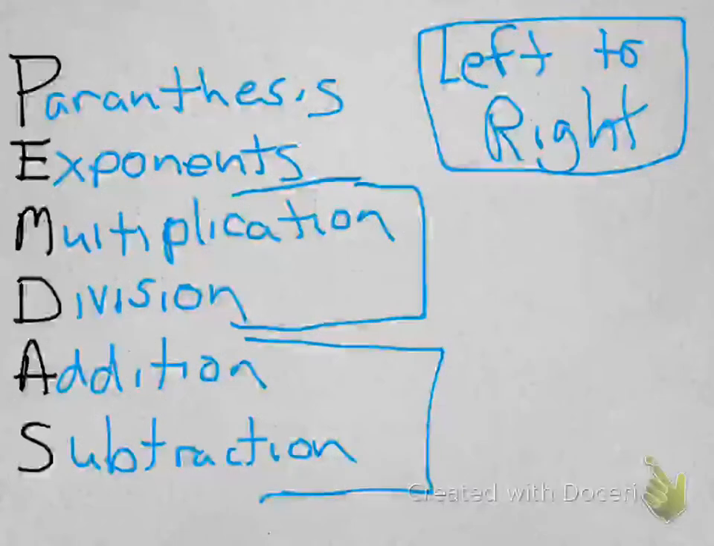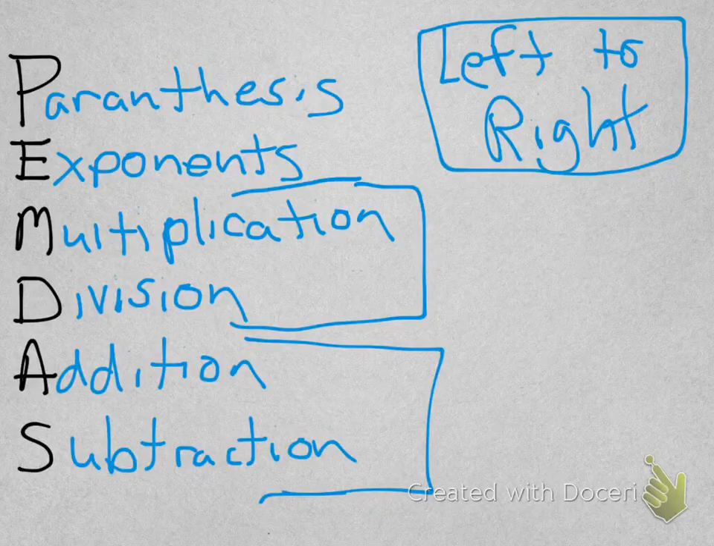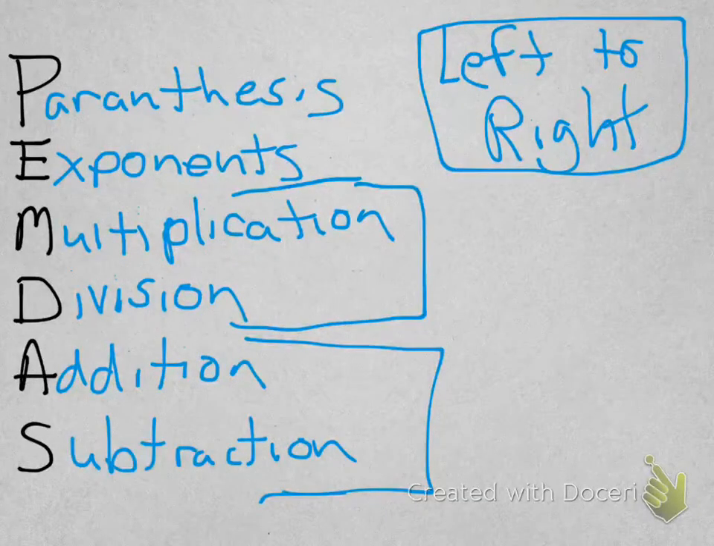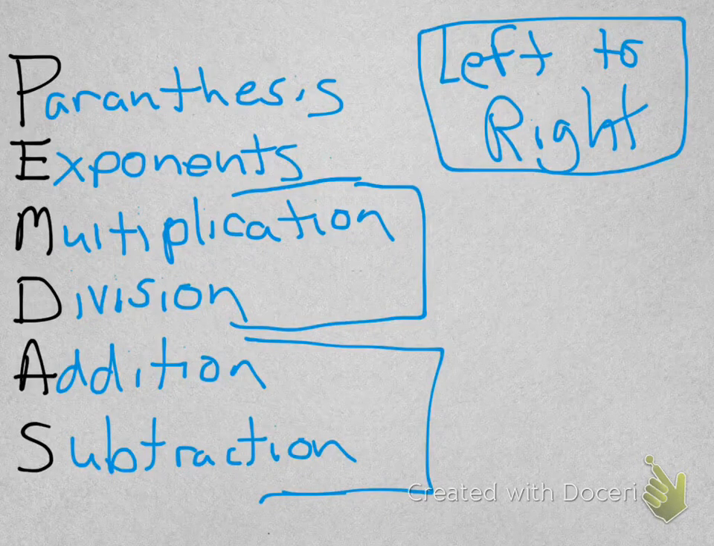We start with parentheses. Okay, do everything in parentheses. Then we go on to exponents. Then we do our multiplication and our division together from left to right, and then addition and subtraction.